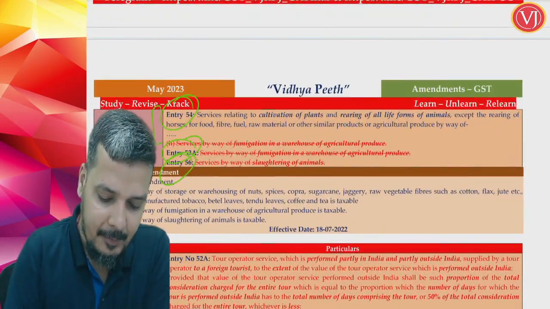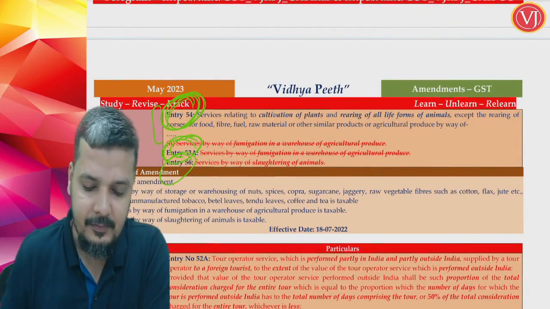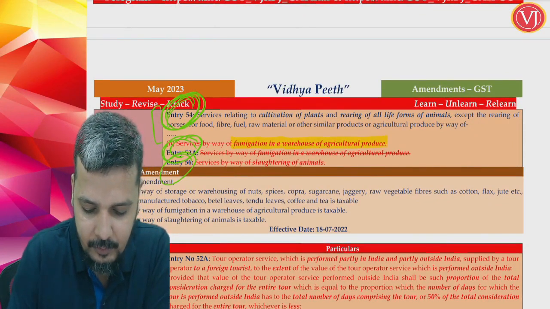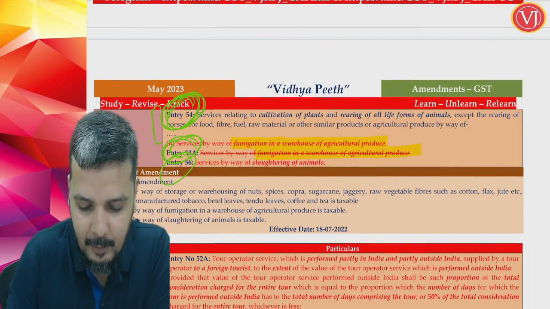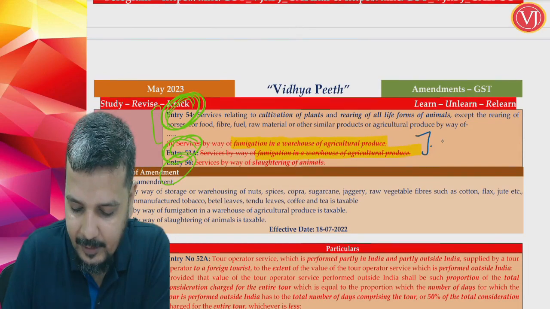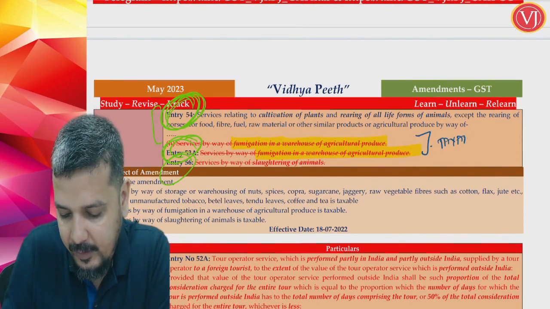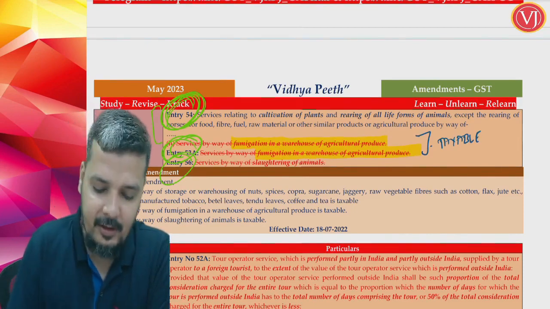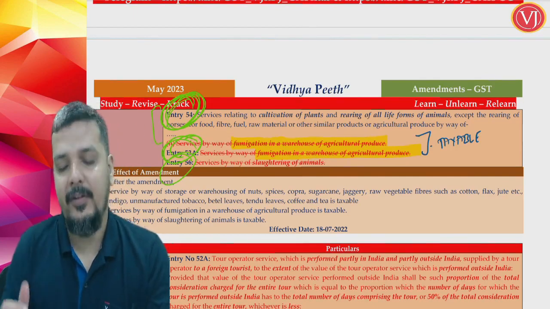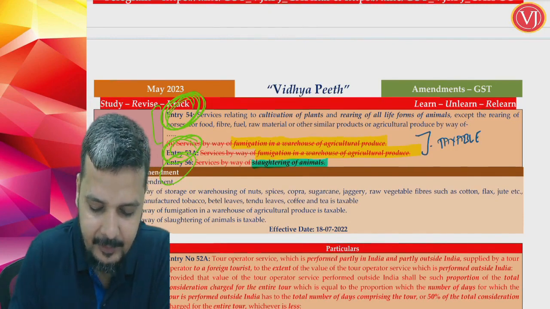What is the impact of the amendment in your entry number 53A and 54? There was an exemption given for fumigation in a warehouse of agricultural produce. When you're talking about fumigation of agricultural produce in a warehouse, previously it was exempt, now it is taxable. Fumigation of agricultural produce in a warehouse is a process which was previously exempt, now it is taxable. And likewise, slaughtering of animals.